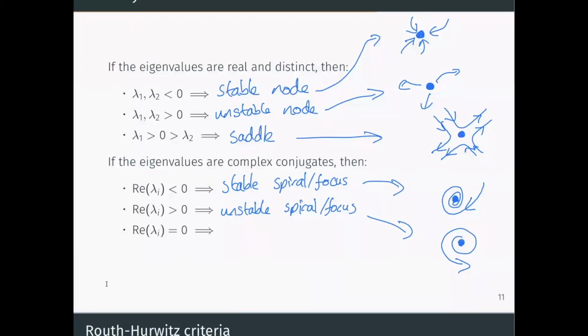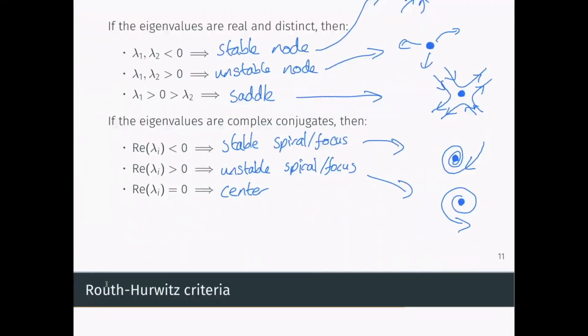And if the real part is equal to 0, then we have a center. Spell it here in the US way. A center basically tells us that we have an equilibrium surrounded by ellipses. I'll draw them purposefully not as circles here, so that we don't get confused in thinking that they have to be circles.